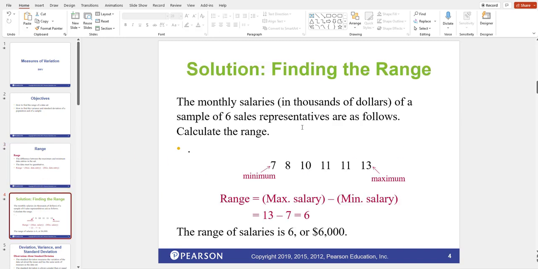So let's go back to our example with the monthly salaries of a sample of 6 sales reps. We're going to calculate the range. I've put the numbers in numerical order so you can see the minimum value as well as the maximum value. So we're going to take 13 minus 7 and we get 6. We get an answer of 6,000.